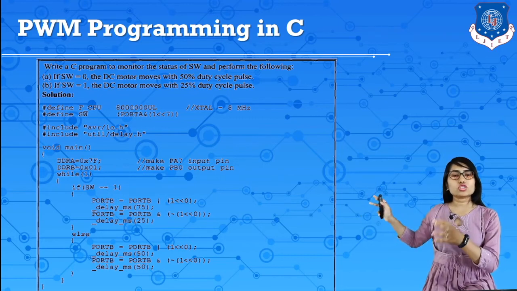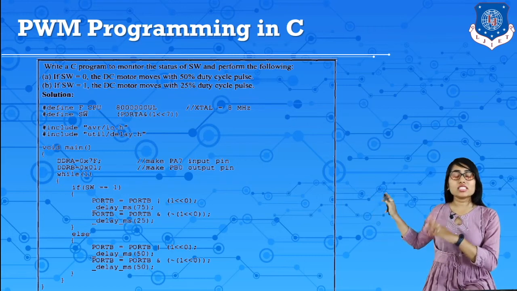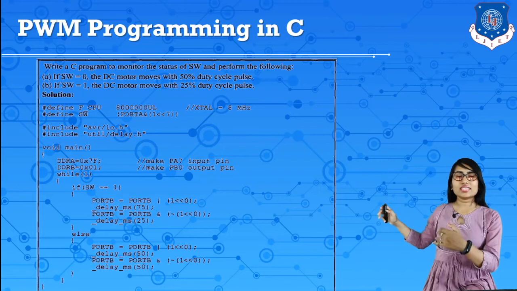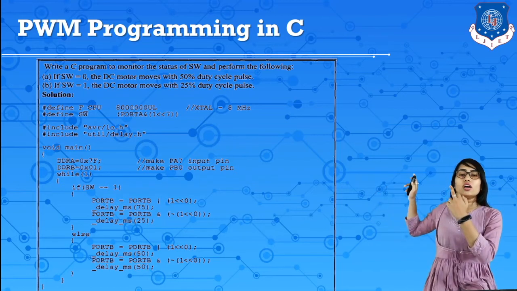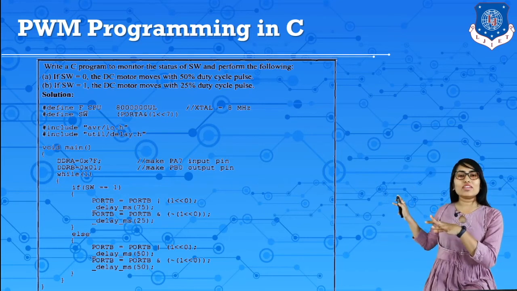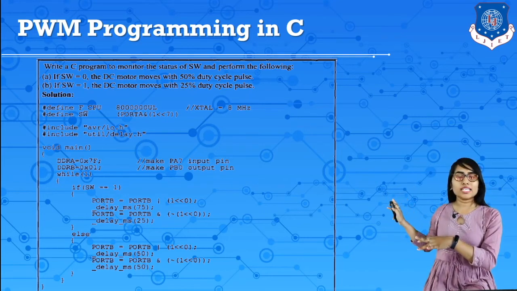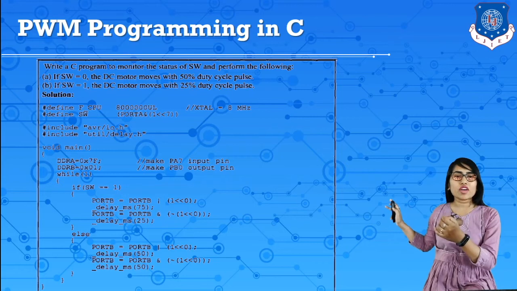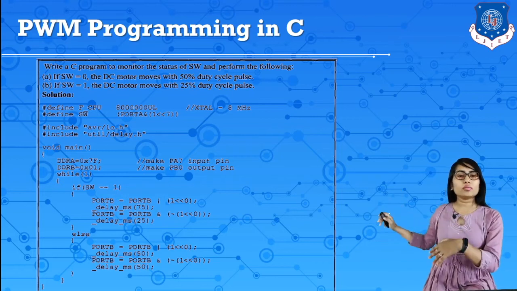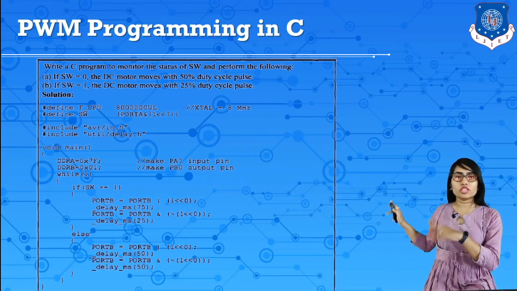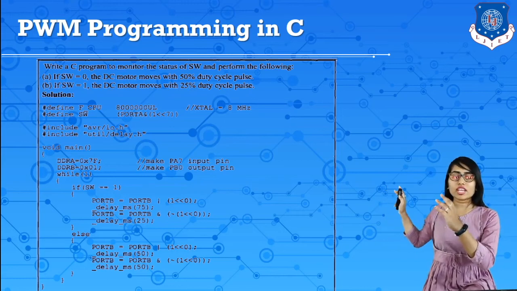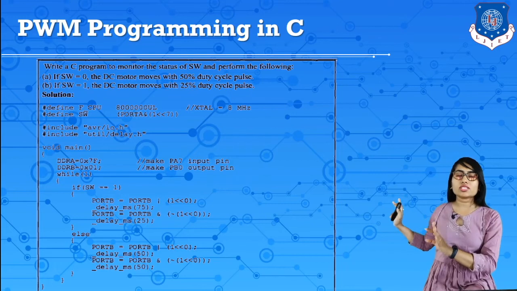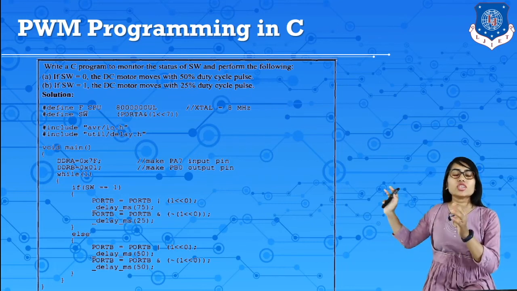PORTB equals PORTB with only the bit shifted left, that means only PB0 is equal to 1, and then a 75 delay, so it will be 0 for 75 milliseconds, or 75% of the time, and for the remaining 25% it will be 1. So for a 25% duty cycle, for 25% of the time it will be 1, and for 75% of the time it will be off whenever the switch is equal to 1.